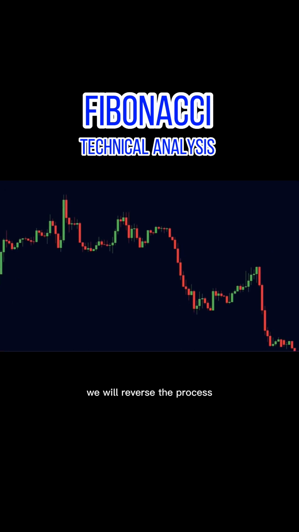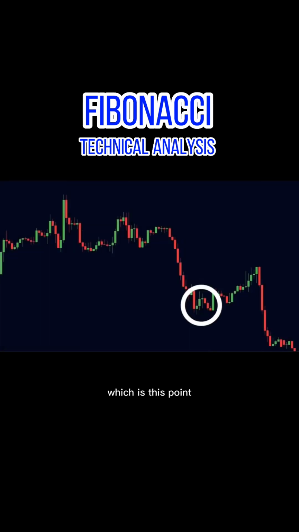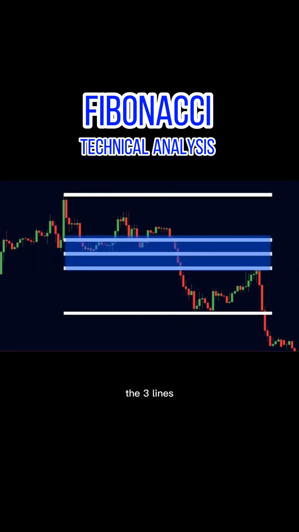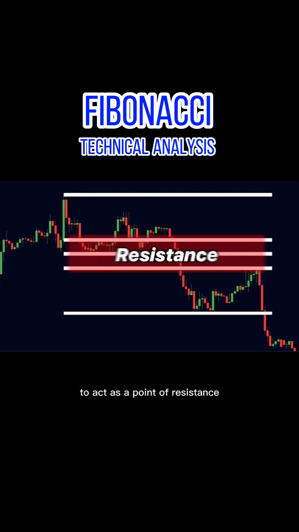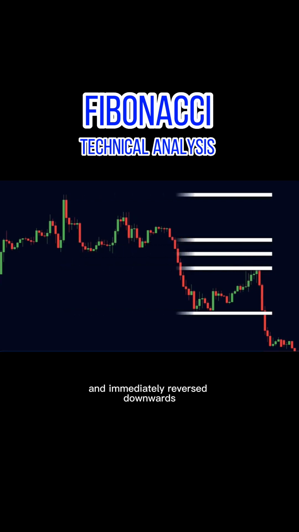Similarly, in a downtrend we will reverse the process. First, we need to identify the recent swing high. On this chart, this is the most recent swing high. Then we will identify the most recent swing low on the chart, which is this point. Now, we will draw the retracement tool starting from the high of the swing high to the low of the swing low. The three lines that we get are the Fibonacci retracement levels. Now, because the price is in a downtrend, we expect the Fibonacci levels to act as a point of resistance. And as you can see, the price found resistance at the 38.2 level and immediately reversed downwards.